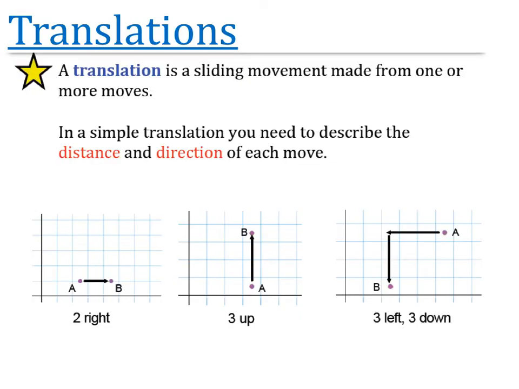So a translation is actually just a sliding movement made from one or maybe more moves. So what we're going to do today is we're going to have a shape and we're going to put it somewhere else on the grid. So we're going to slide it to the right or to the left or up or down, or we might do more than one thing at a time. So we might take a shape and we might slide it 2 to the right and 3 up at the same time. So it's not going to change the shape at all. It's just going to move to somewhere else. The shape is going to look exactly the same as it started with.